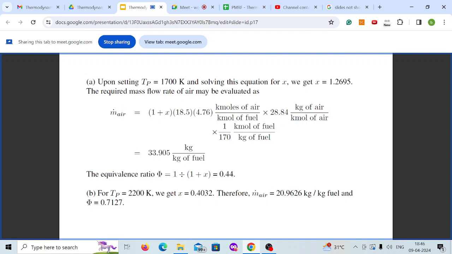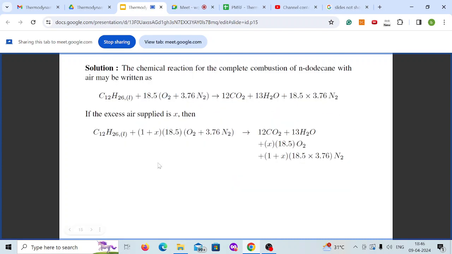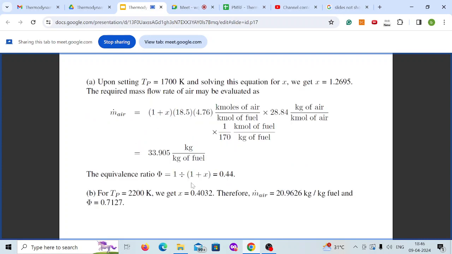So from this we can now find out the equivalence ratio. The equivalence ratio is nothing but the stoichiometric air-fuel ratio divided by the actual air-fuel ratio. The stoichiometric air-fuel ratio is 1, and because we took 1 plus x times the stoichiometric ratio, it is 1 divided by 1 plus x. We know the x value, and substituting that we find the equivalence ratio is 0.44.